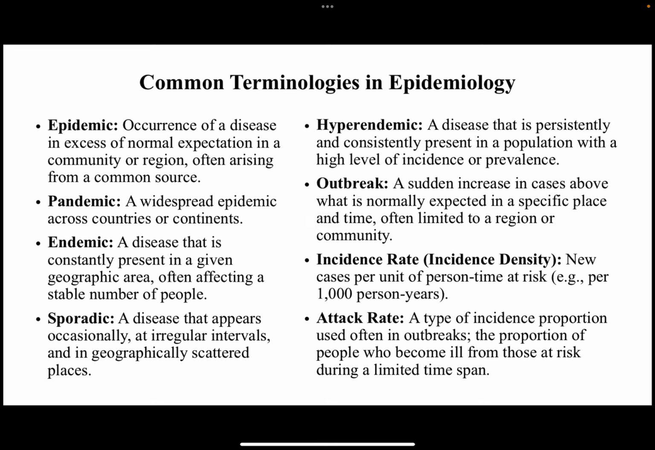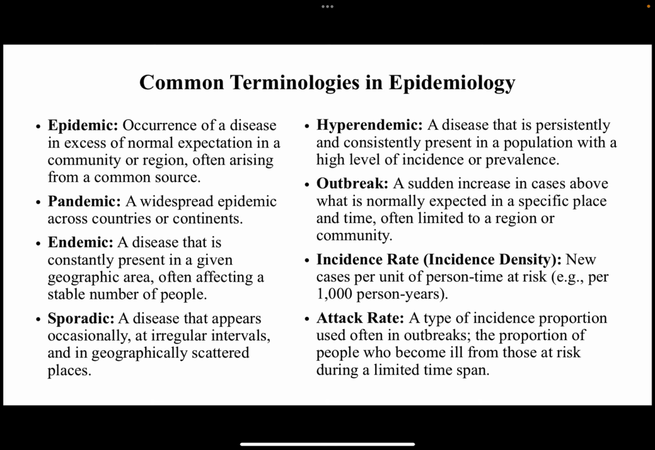So let's go over. When we say epidemic, it is the occurrence of a disease in excess of the normal expectation in a community or a region, often arising from a common source. Okay, so when we say an epidemic, we even have in epidemiology the outbreak. Now, epidemic is also the same as an outbreak, but usually we use epidemic when you are looking at a larger population or a bigger population. But we use an outbreak when you are looking at a smaller group.